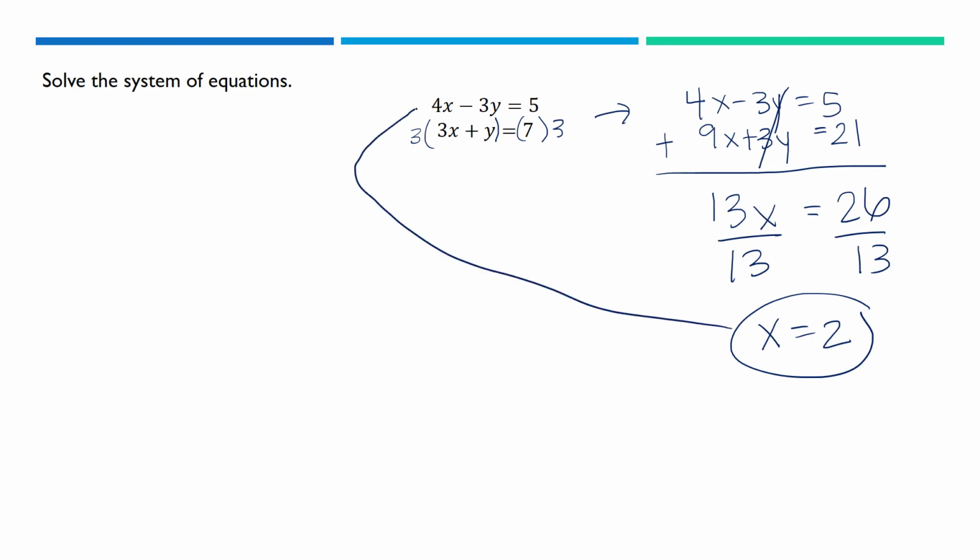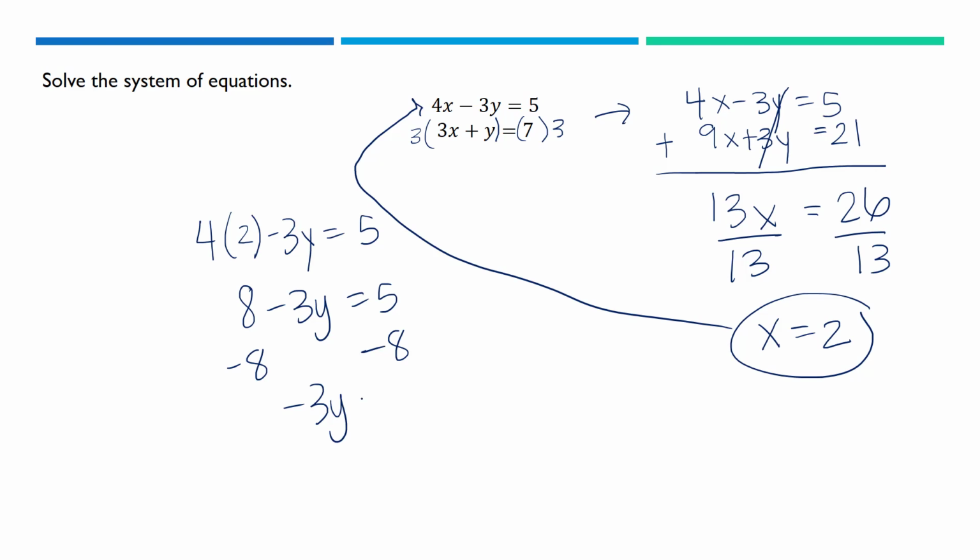I'll go back here and try to find my y value. 4 times 2 minus 3y equals 5. That's 8 minus 3y is 5. If we subtract 8, negative 3y is negative 3, which tells me y is 1. I'll leave the check to you.